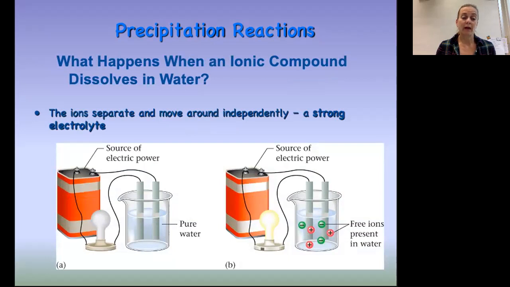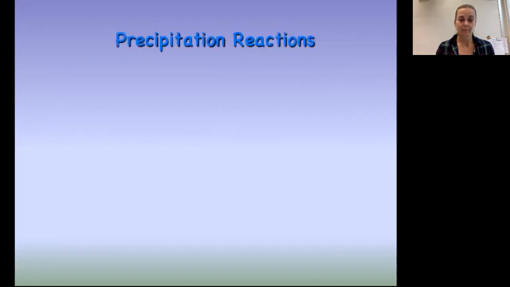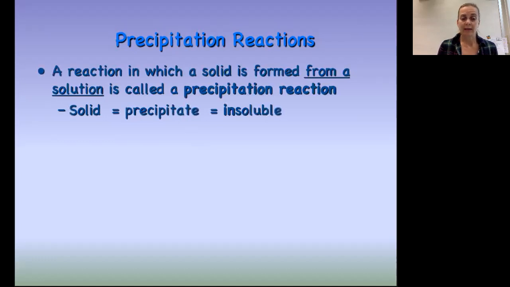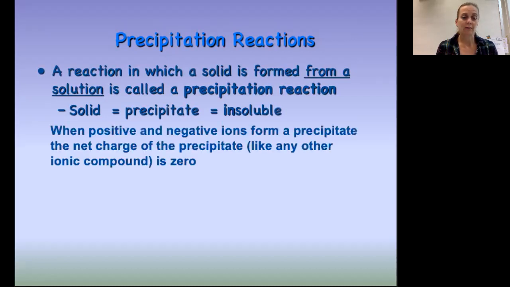So when we have an ionic compound dissolved in water, we don't actually have an ionic compound anymore. We have a whole bunch of loose dissociated ions floating around in the water. So when we have a reaction where a solid is formed from a solution, we call that a precipitation reaction, because the solid precipitates out, meaning that it forms that solid and it falls right out of solution. So we talk about the solid as the precipitate, and we will also use the term insoluble, meaning not soluble, to describe these solids.